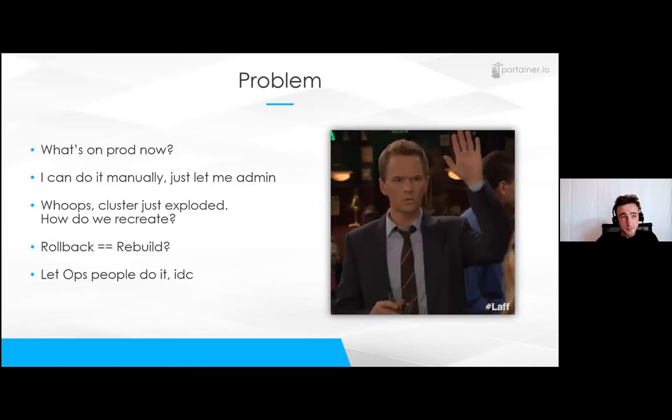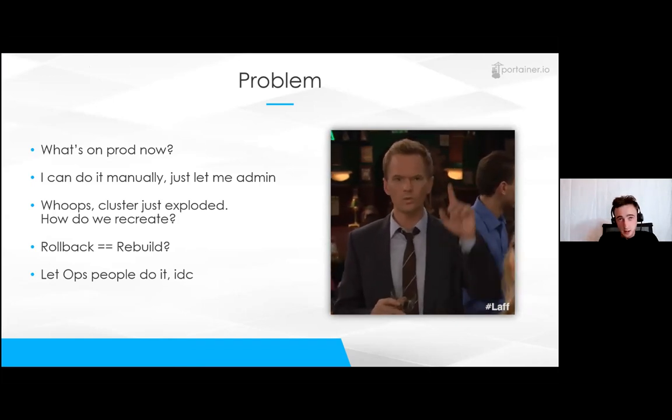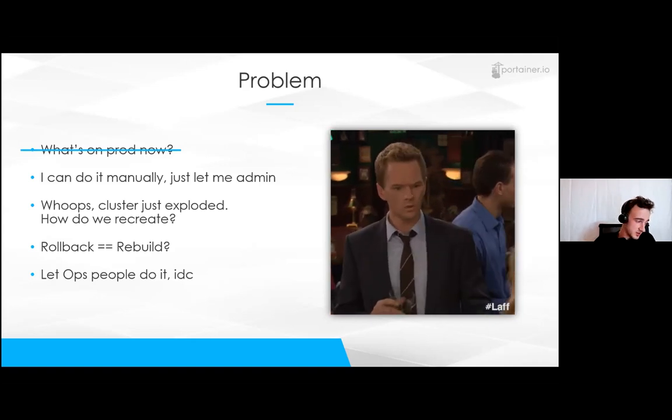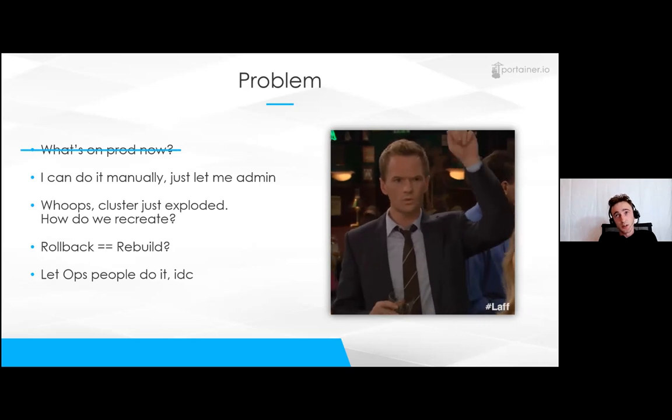So let's get back to our problems. Let's try to address them one by one. What is on prod now? That's easily addressable by just having a look at the Git repo, and that should be the answer in 99% of the cases. If something is in the GitOps repo, then it means that it's in Kube. I can do it manually, just let me admin. That's also addressed, because this way you would enforce role-based access policy, which Portainer also does. You would embrace that role-based access policy, and only the GitOps tool will be capable of doing any changes to your Kubernetes cluster. And that is much more reliable.